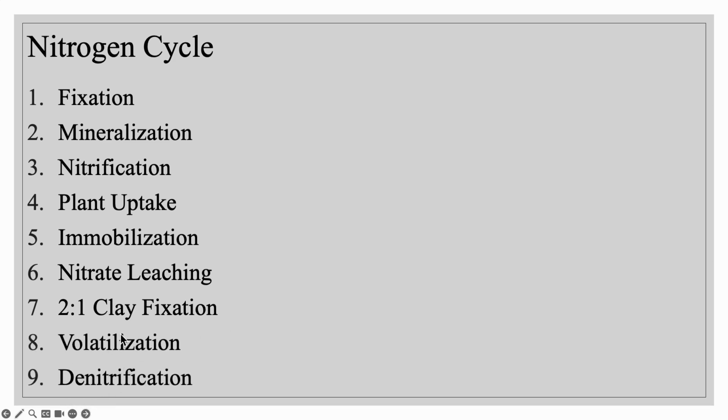And then finally, two of the bigger ones that kind of cause us an issue, one from a production standpoint and one from an environmental standpoint, are volatilization and denitrification. And so we'll go over these in the nitrogen cycle.